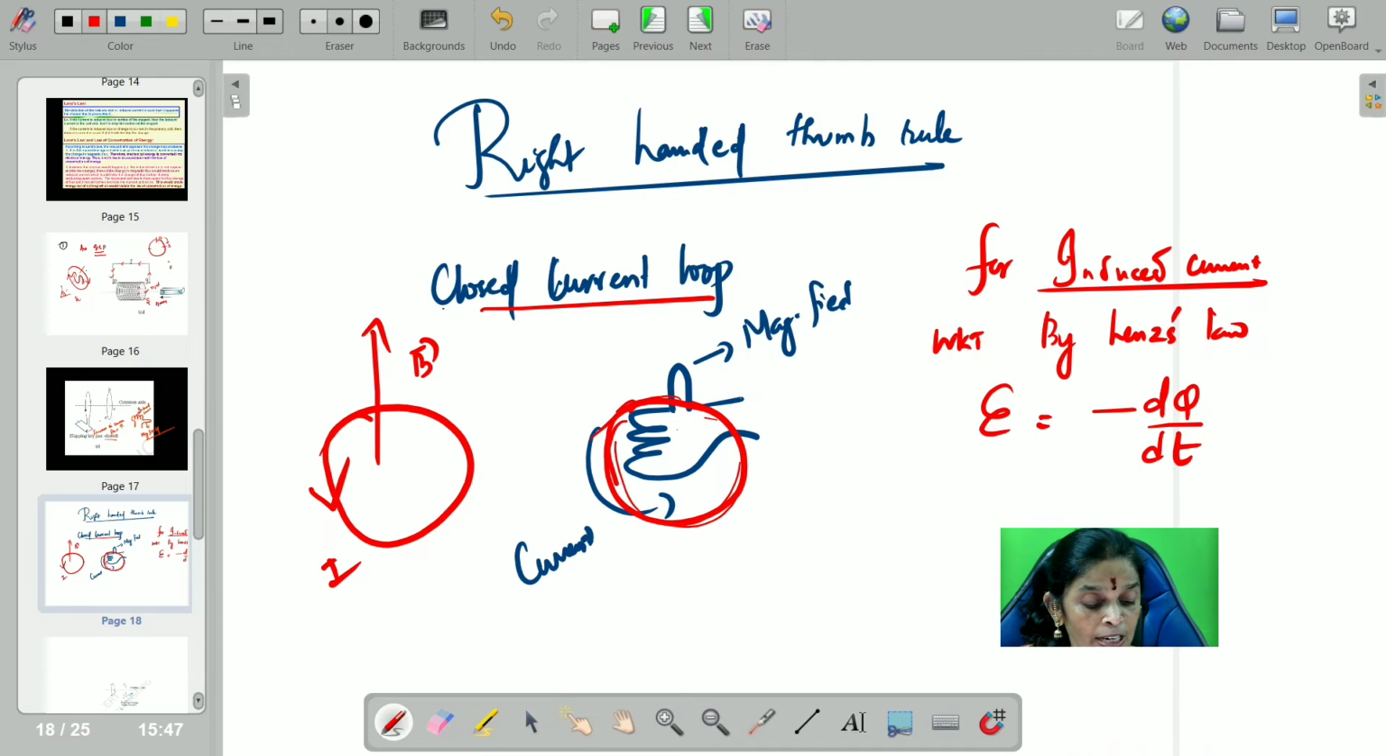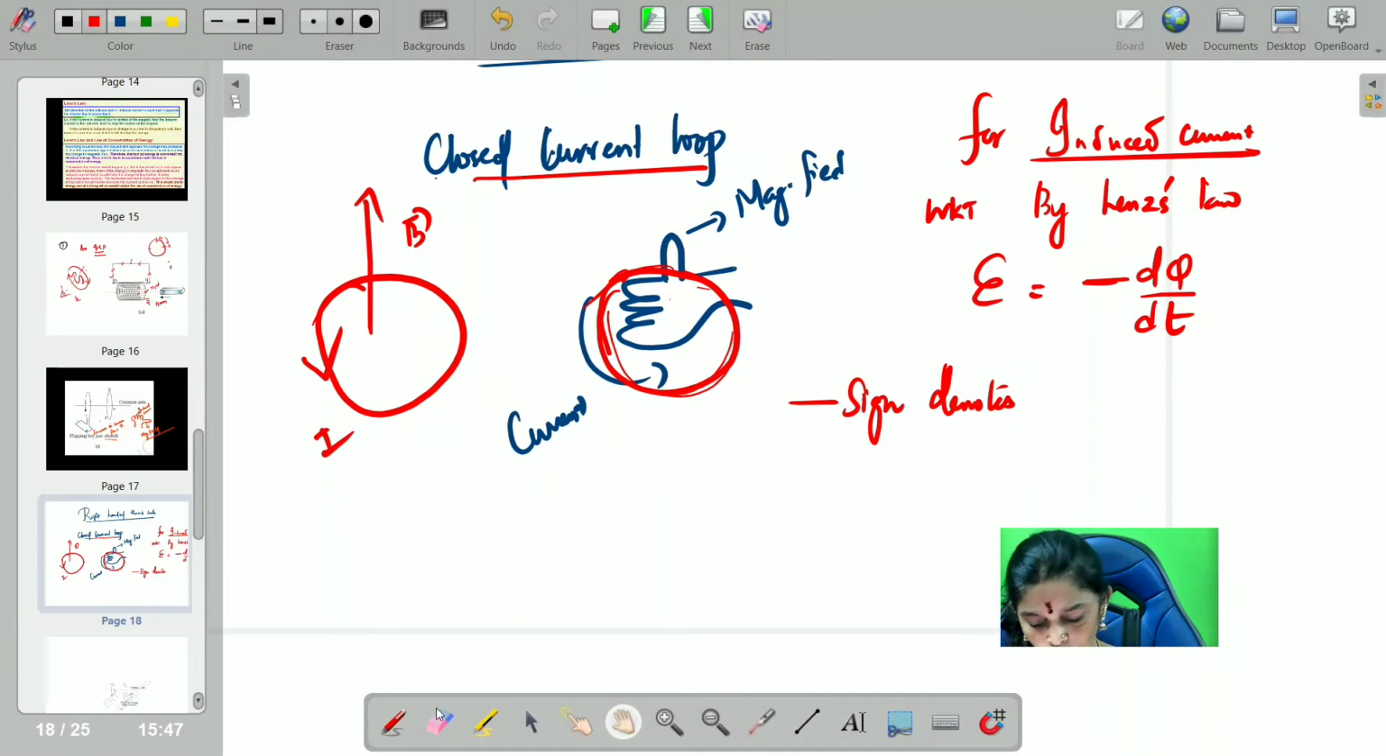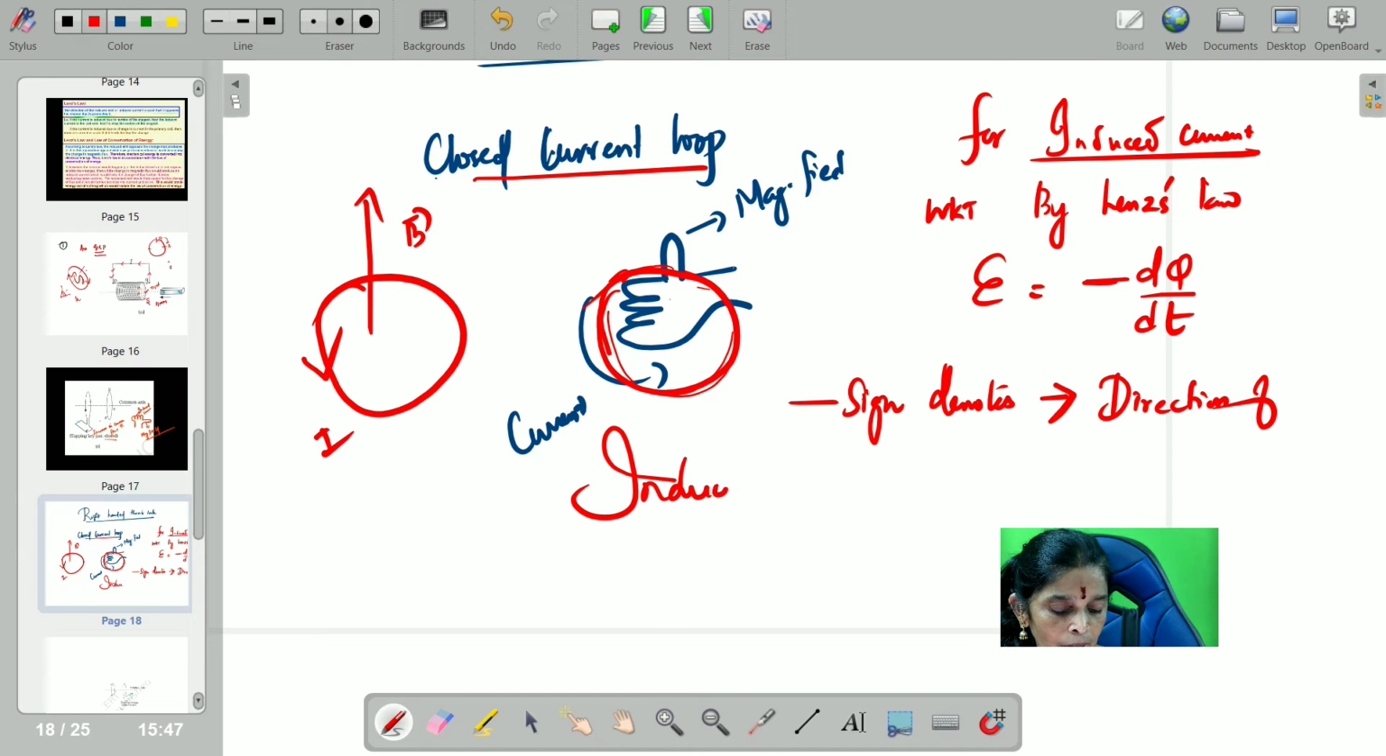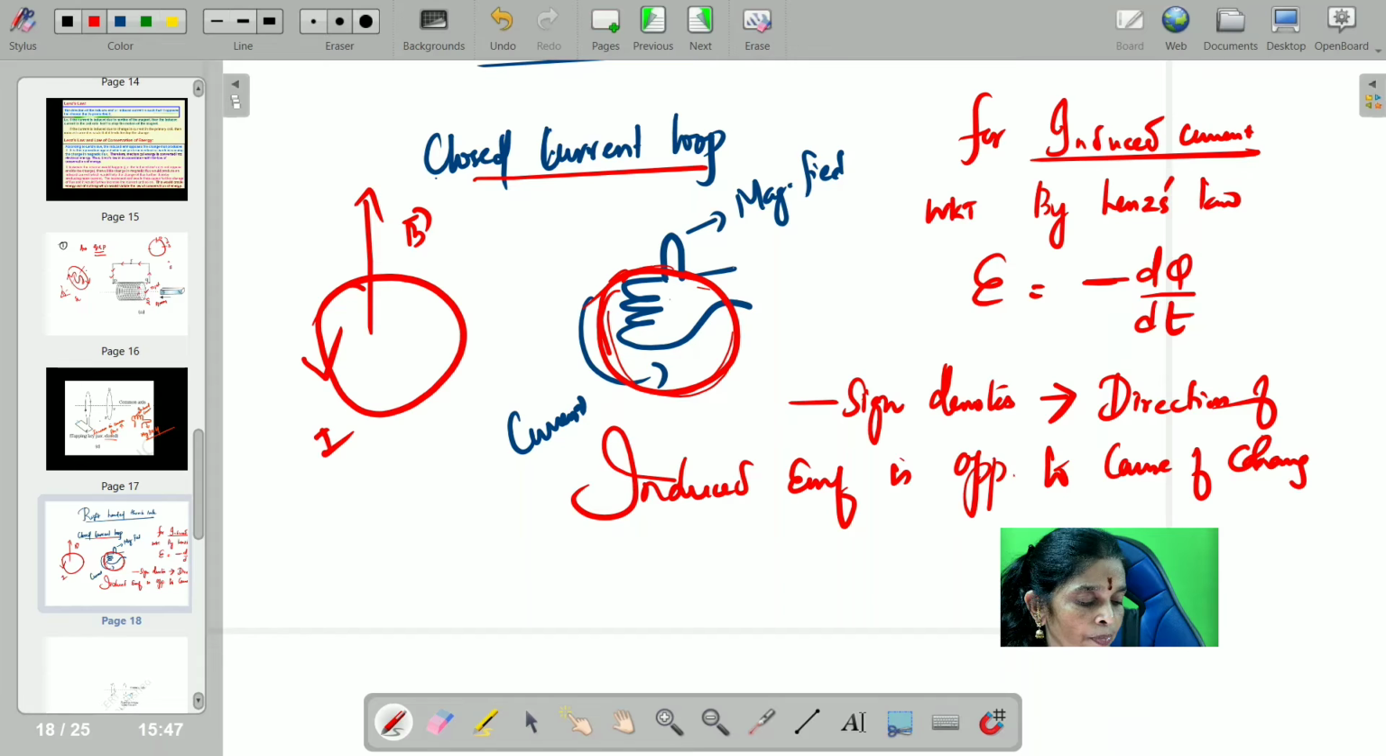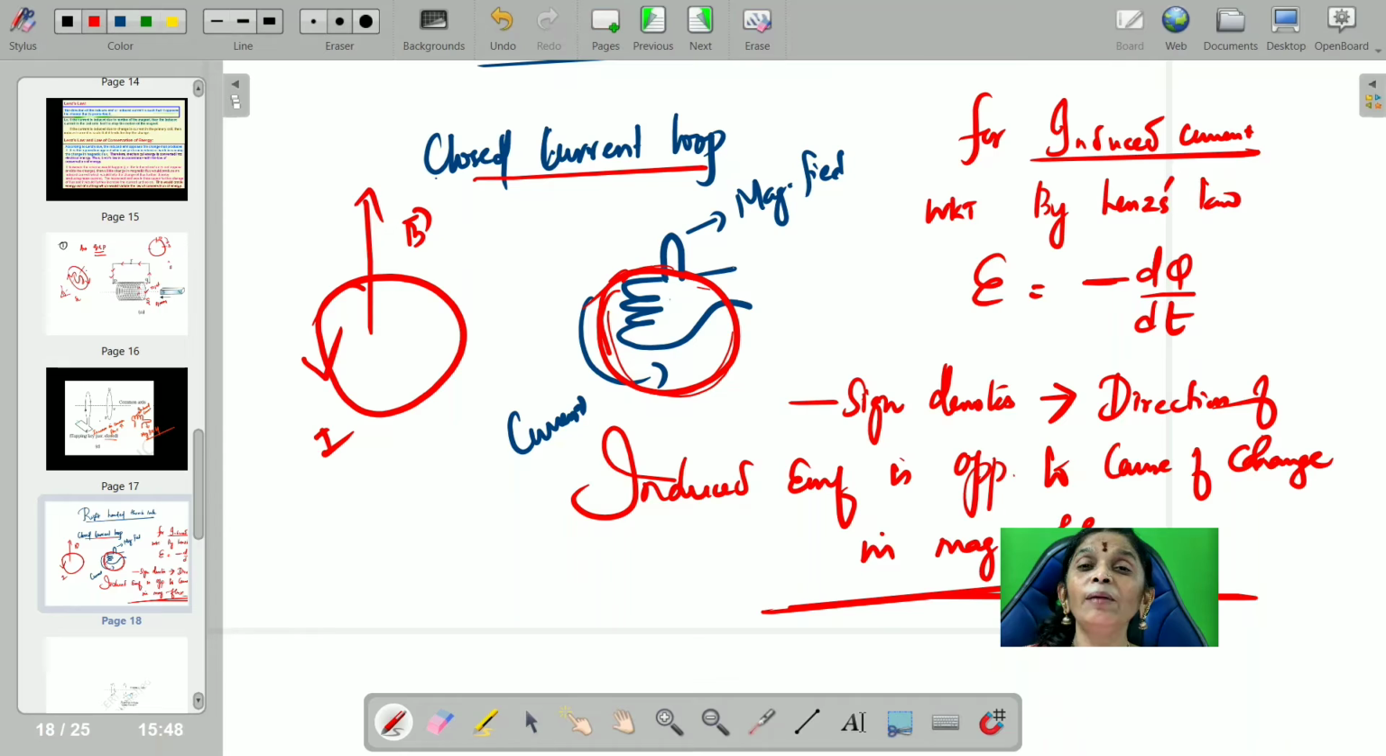So E is equal to minus d phi by dt. Minus sign denotes that the direction of the induced EMF is opposite to the cause of change in flux. So I can write: minus sign denotes direction of induced EMF is opposite to the cause of change in magnetic flux. That is why minus sign here.